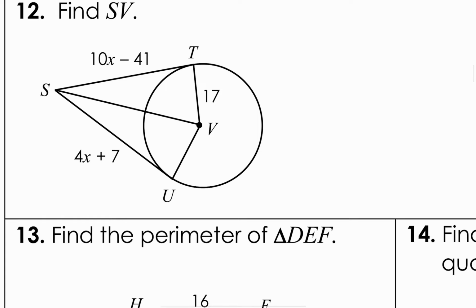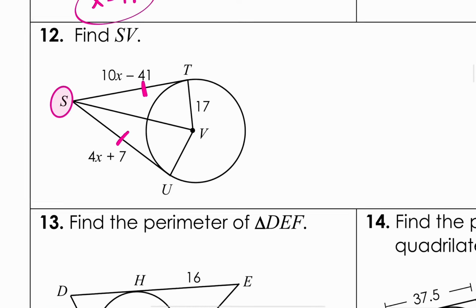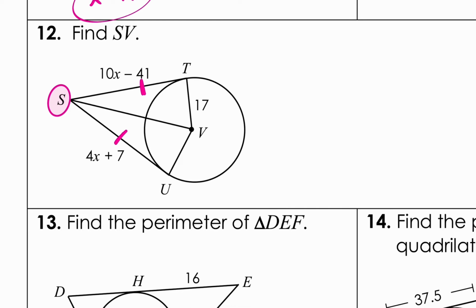Next, find SV. Well, again, we are to assume that the lines that look tangent are tangent. So SU and ST would be congruent to each other since they are coming from that same external point S. So again, this is another situation where you would set up that 10x minus 41 is equal to 4x plus 7. You would need to find SV here.